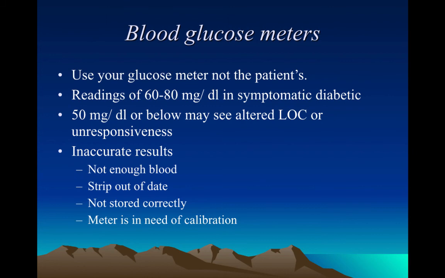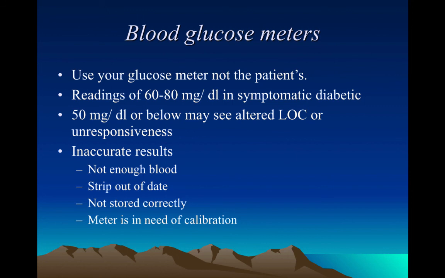Readings of 60 to 80 milligrams in an asymptomatic diabetic may actually be normal for them. You may see folks who are symptomatic even at 60 to 80, even though for a normal individual that would not be anything to be alarmed at. Conversely, you may see folks who are functioning and still speaking, but just not feeling well, at 20 or 30 milligrams per deciliter, right? Below 60, 50 milligrams or lower for sure, you may start seeing some altered LOC or unresponsiveness.